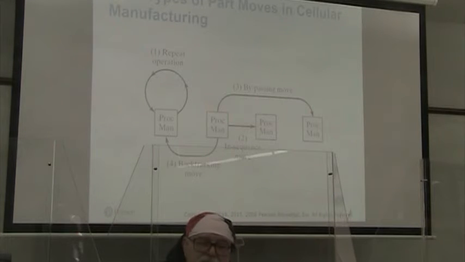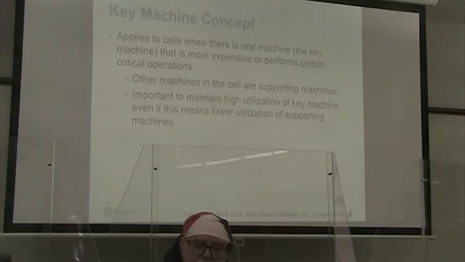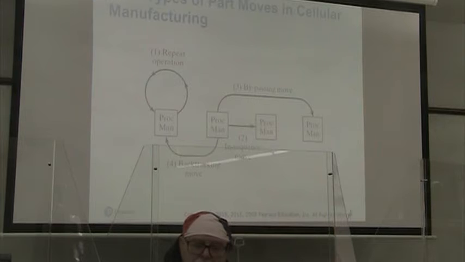All right, so we have 4 different types of part moves in cellular manufacturing. We can have the number 1, repeat operation. The number 2, in sequence move. Number 3, a bypassing move. And 4, we could have a backtracking move.